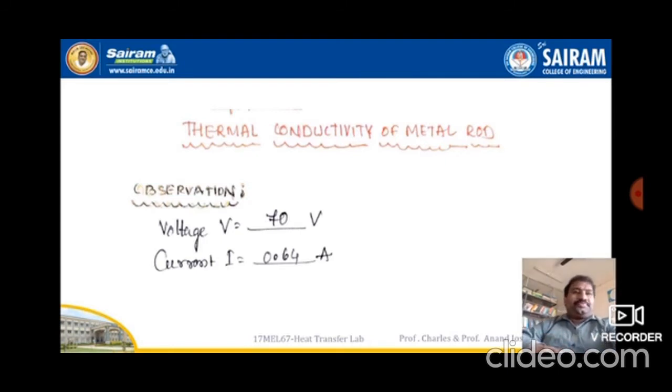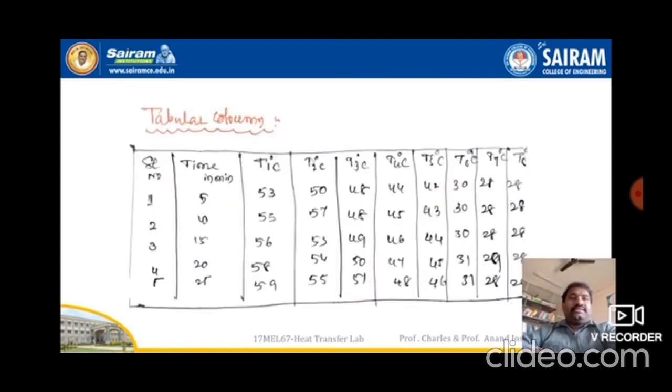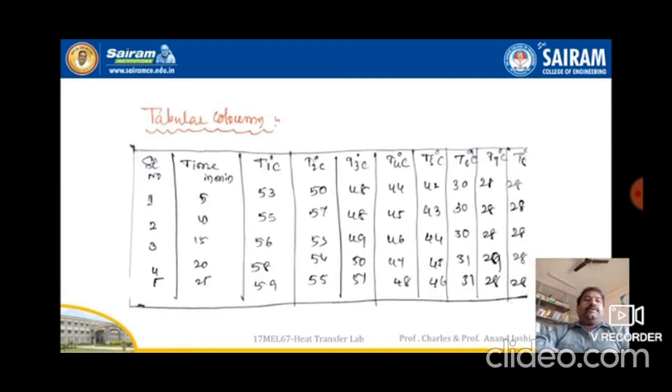Next, this is the tabular column. There are 8 thermocouples along the rod at various points. Temperatures are read like this, for every 5 minutes lapse of time. The first reading is 53, 50, 48, 44, 42, 30, 28, 28. Likewise, we have to take a set of readings every 5 minutes.